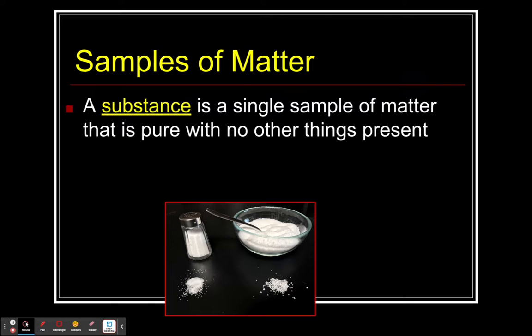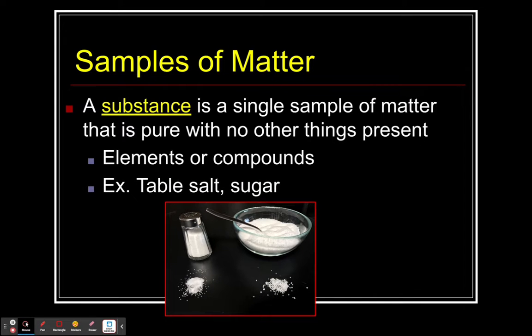A substance is a single sample of matter that is pure with no other things present. It can be an element on our periodic table of elements, or it can be a compound, which is a mixture of two or more elements. Some simple examples of a substance that's the same all the way through would be salt, which is sodium and chloride, and sugar, which is carbon, hydrogen, and I believe there's even some oxygen in there.